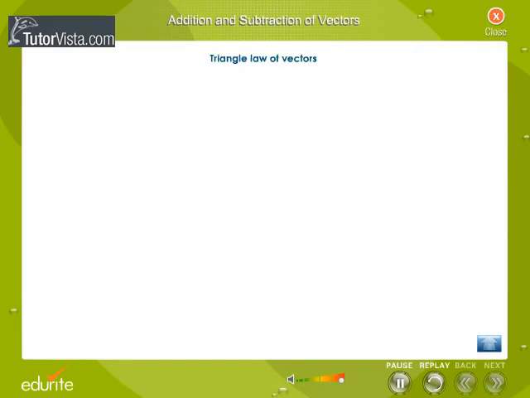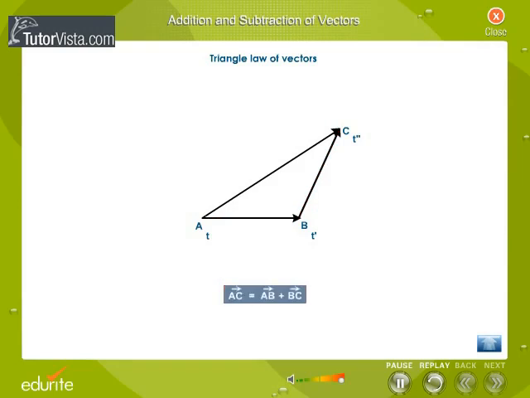Triangle law of vectors. Let a particle be at the points A, B and C at three successive times t, t dash, t double dash respectively. Vector AB is the displacement vector from time t to t dash. Vector BC is the displacement vector from time t dash to time t double dash. The total displacement vector AC is the sum or the resultant of individual displacement vectors AB and BC. Therefore, vector AC is equal to vector AB plus vector BC. This is known as the triangle law of vectors.